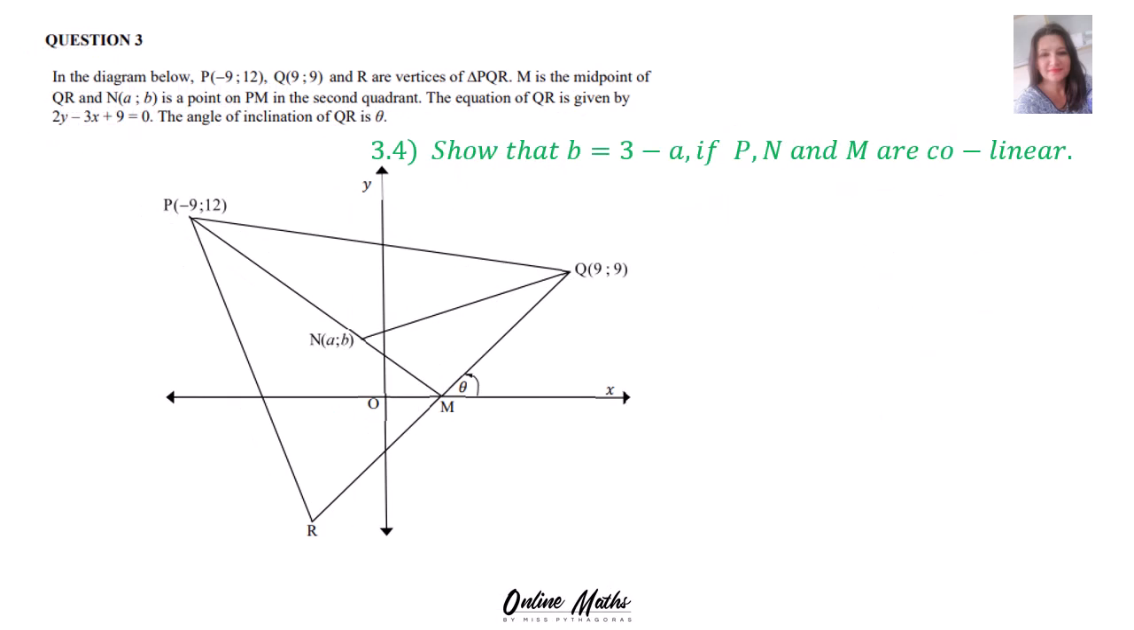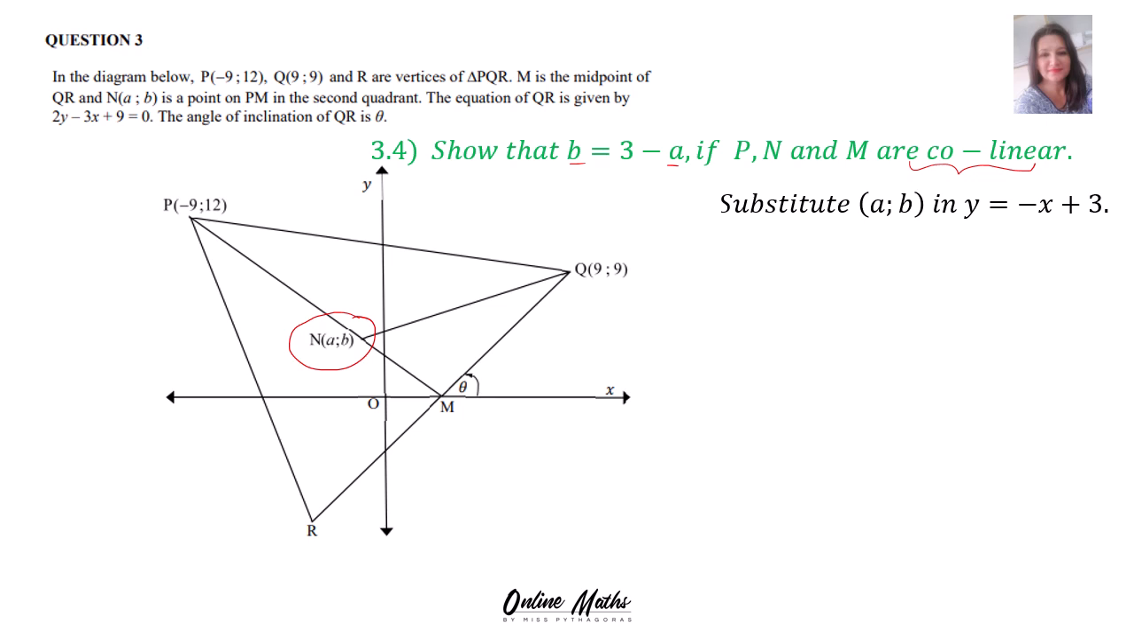Question 4. Show that B is equal to 3 minus A if P, N and M are collinear. Collinear means they all are points on that very same line. Now, let's see. Where does the B and the A come from? It's point N's coordinate, A and B. So what we do is we can substitute into the line because we worked it out.